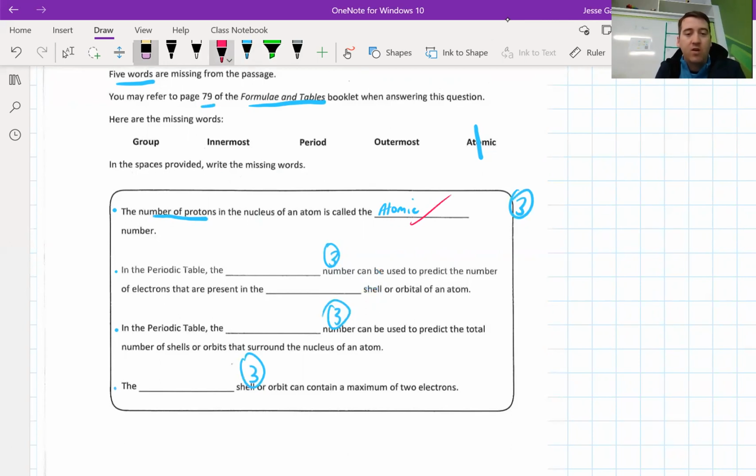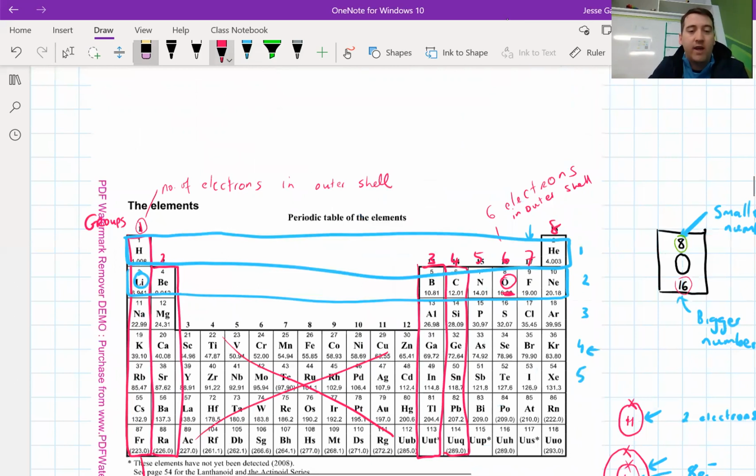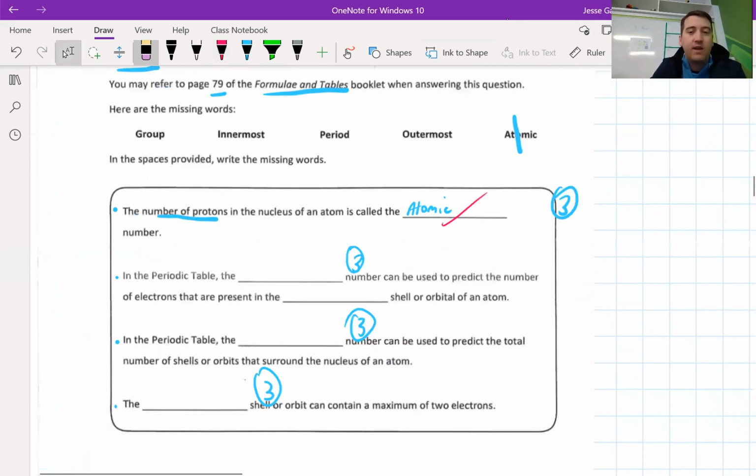Right, then it says in the periodic table, the something number can be used to predict the number of electrons that are present in the something shell or orbital of an atom. So we have 2 words to use here. In the periodic table, the something number can be used to predict the number of electrons that are present in the, okay, so that refers to the red columns here. This is what we call the group number, 1, 2, 3, 4, 5, and so on. And it tells us the number of electrons in the outer shell of electrons. Let's go back here and find those things.